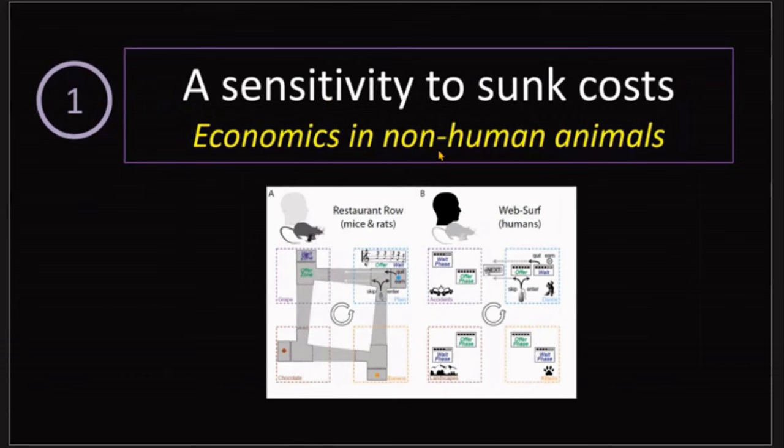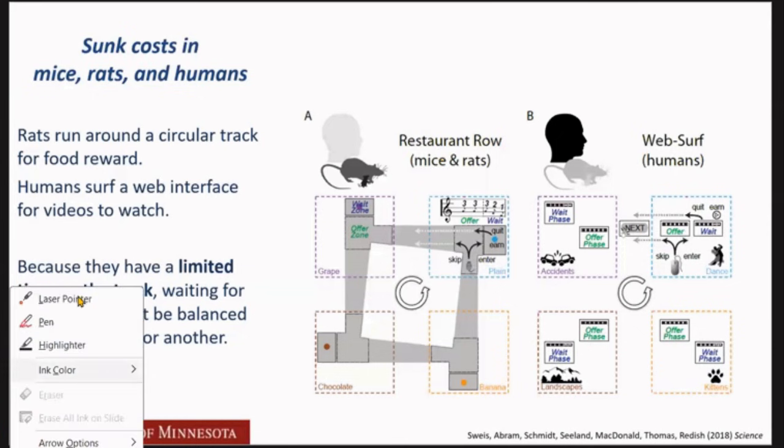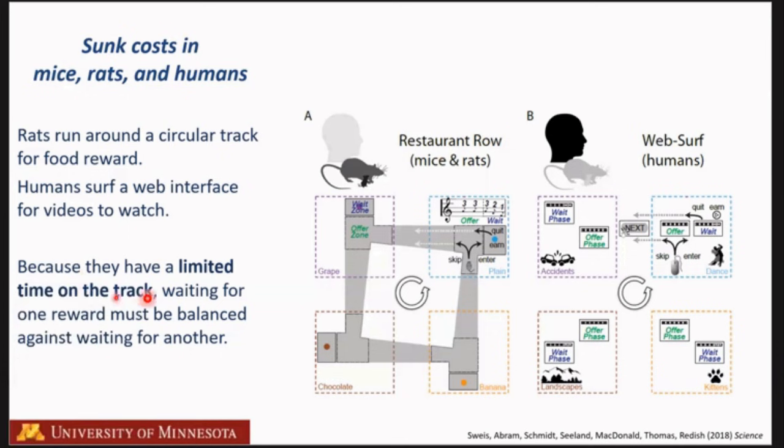So this is a task we've been working on for a while, and the idea is that we have rats and mice running on a task we call Restaurant Row. The rats and the mice come up through this central track. I bet I can do a laser pointer here. Let me see. Here we go. Can people see the laser pointer online now? So the rats and mice come up through this central track, come into what we call the offer zone, and they hear a tone.